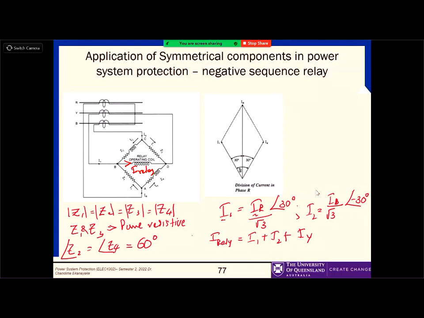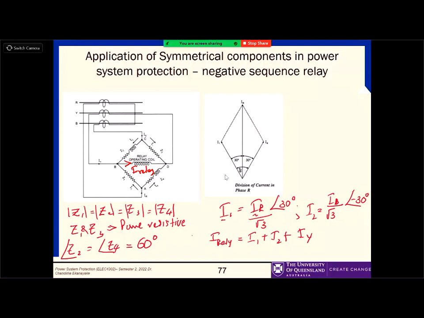Similarly, if you look at the current I2, because here we developed the I1 and I4 for R phase, similarly you can develop the same phase diagram for IB. Therefore, the current I2 here is equal to IB divided by square root 3 and then with a minus 30 degrees angle. Okay, so because I2 and I4 are equivalent.